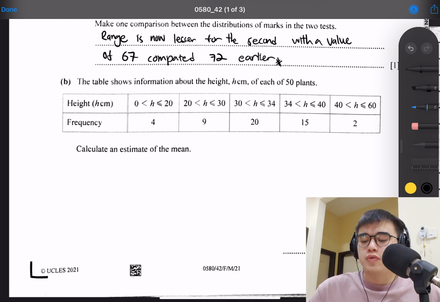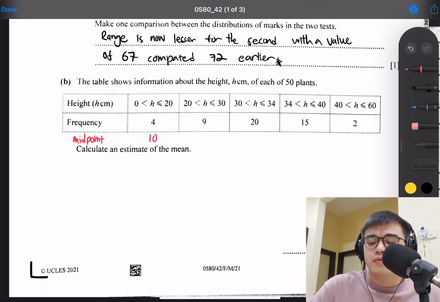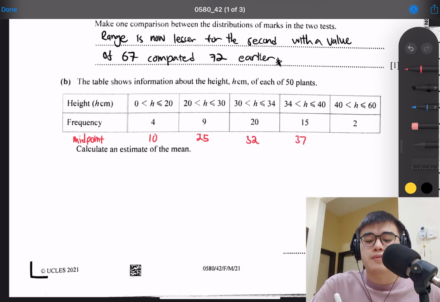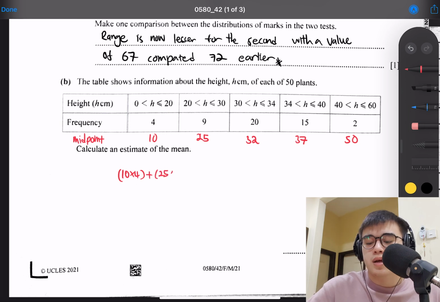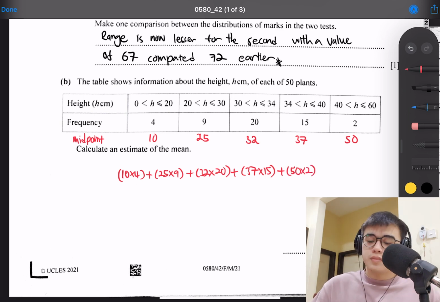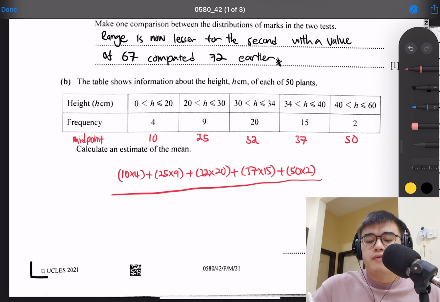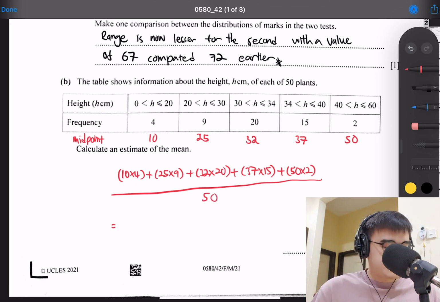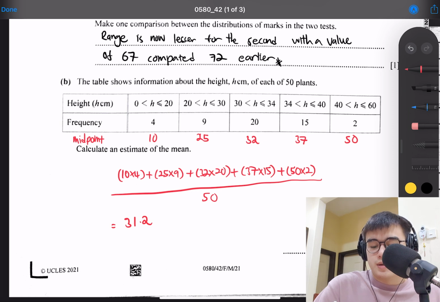And for part B, pretty straightforward. You need midpoint for this. So their respective midpoints will be 10, 25, 32, 37, and somewhere around 50. So by taking 10 times 4, adding up with 25 times 9, plus 32 times 20, plus 37 times 15, plus 50 times 2, dividing everything by 50 plants, you should be getting your result as 31.2 as your mean height. Okay, that's for your part B here.